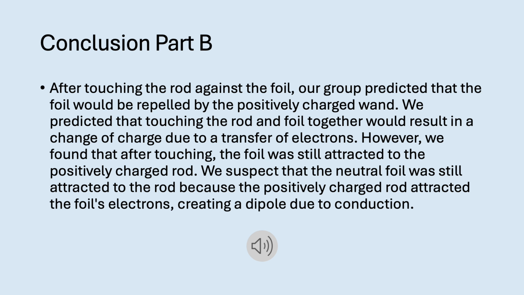Conclusion Part B. After touching the rod against the foil, our group predicted that the foil would be repelled by the positively charged wand. We predicted that touching the rod and foil together would result in a change of charge due to a transfer of electrons. However, we found that after touching, the foil was still attracted to the positively charged rod. We suspect that the neutral foil was still attracted to the rod because the positively charged rod attracted the foil's electrons, creating a dipole due to conduction.